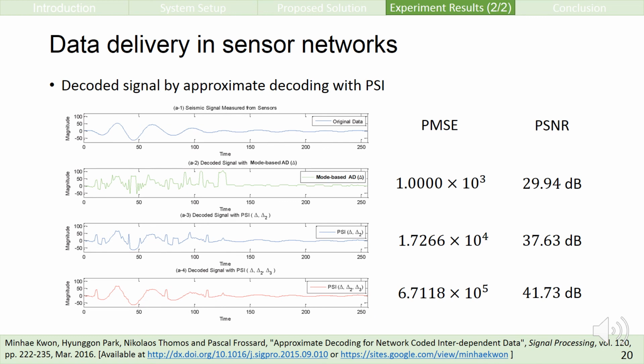Here is decoded signal by proposed solution. The first signal is original seismic signal, and the second one is decoded signal based on mode-based approximate decoding, and last two signals are with PSI with different amount of information. We can easily observe that the decoding performance improves as more information is used. Such improvement can also be confirmed by PMSE and PSNR values.